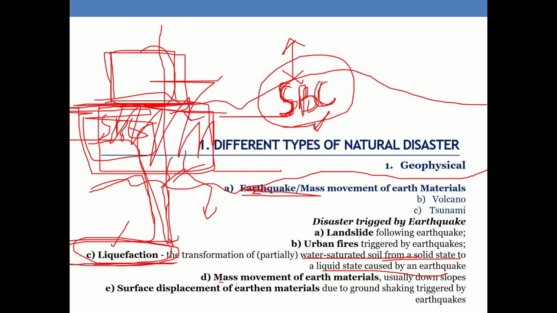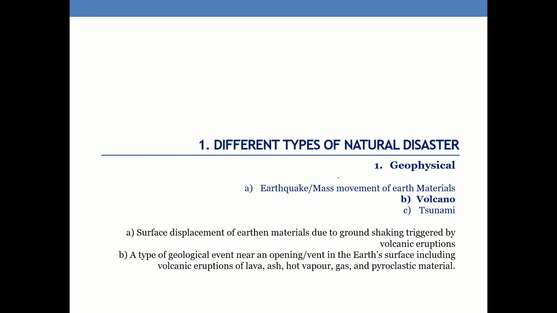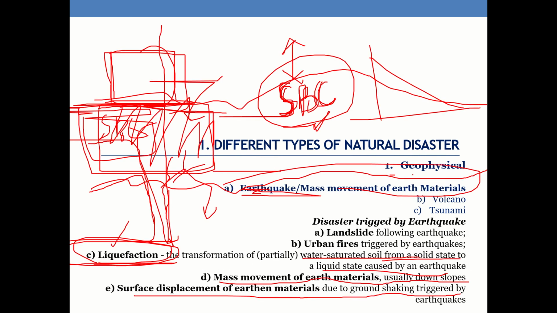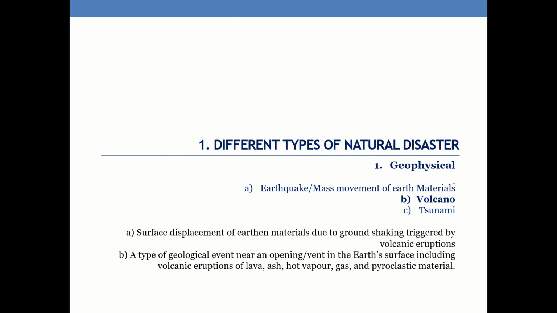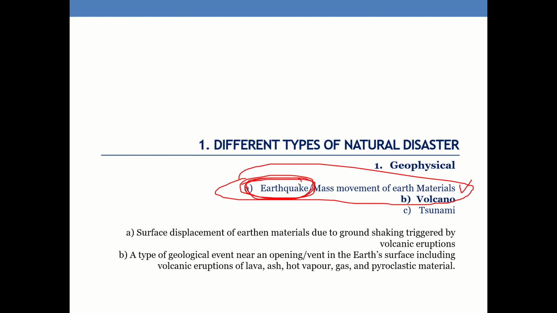In addition to that, mass movement of earth materials, usually downslope, you can call it landslides: surface displacement of earthen materials due to ground shaking because of the earthquake. So this is the first part. Under geophysical disaster, earthquake is one of the disasters that we put. And we will discuss this in detail in coming classes.